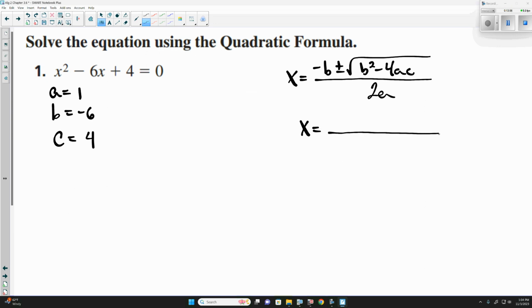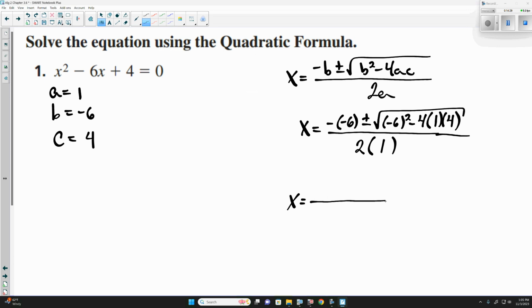x is equal to negative b plus or minus the square root of b squared minus 4ac all over 2a. So when we plug in b, it'd be negative 6 plus or minus the square root of negative 6 squared, 4 times 1 times 4 all over 2a, which is 2 times 1. Now our negative 6 is positive 6.